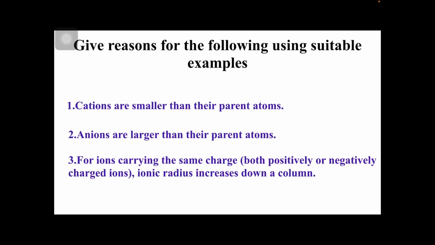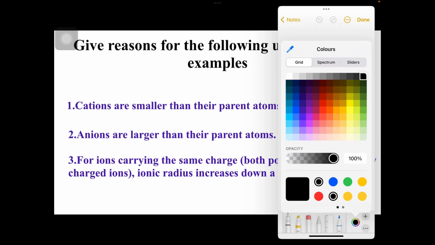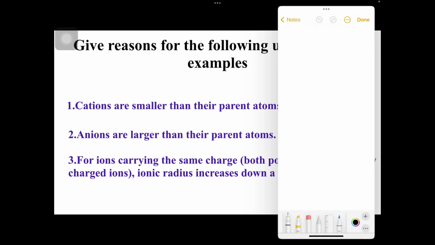Dear students, now we are going to discuss the sizes of the cations and anions with respect to their atoms, and also how to compare the sizes of ions carrying the same charge, both positive or negative, and how the ionic radius increases down a column or a group. Let's take one example. So basically, we can consider sodium.